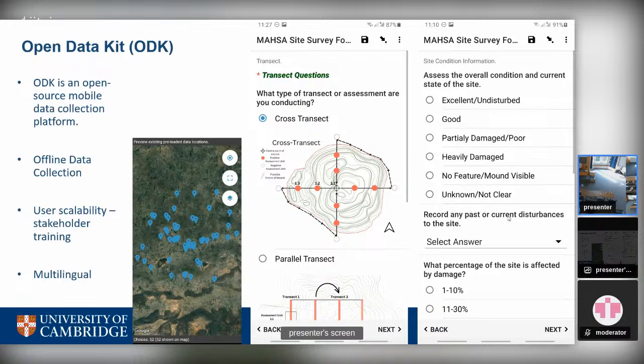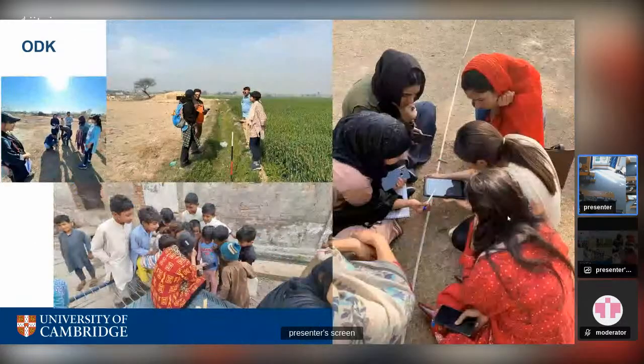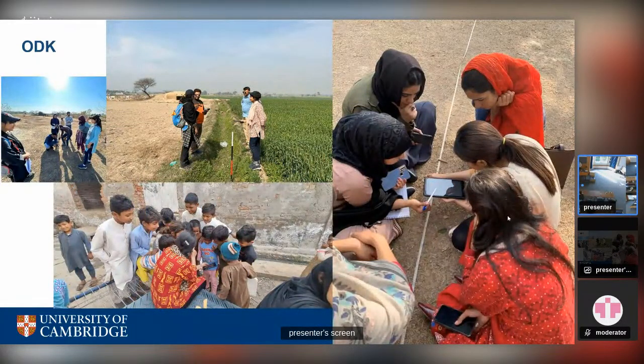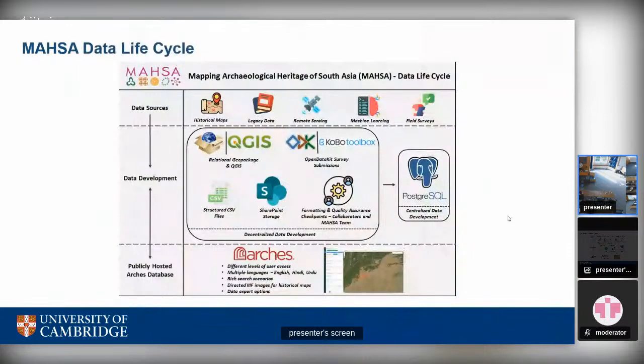And yeah, this is being used for a number of field seasons already. These are some of the images from the field, where our team is working with the local people while collecting the data or doing the capacity building. So yeah, really it brings it down to this one slide, like how the data life cycle looks like.